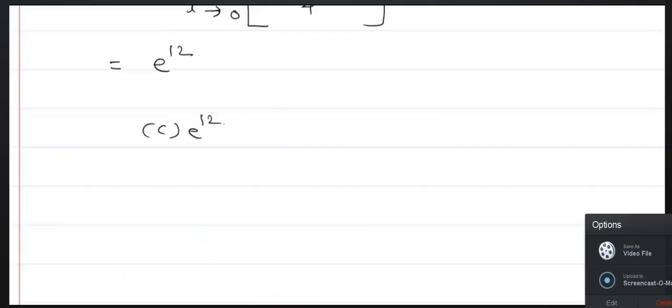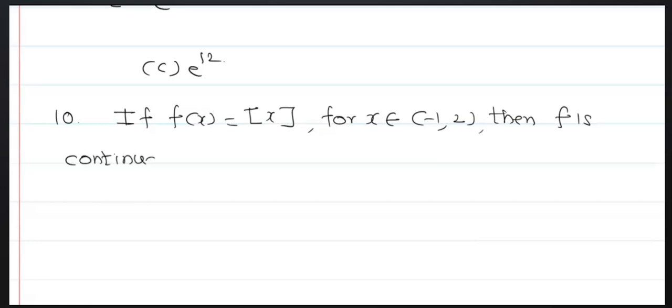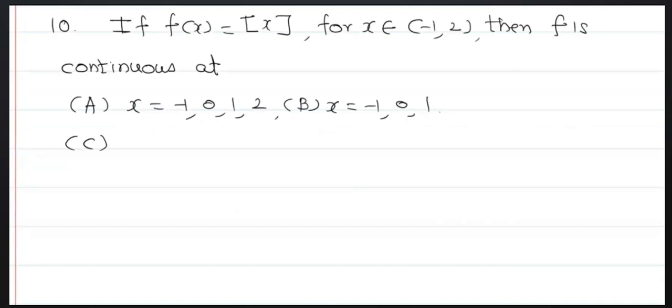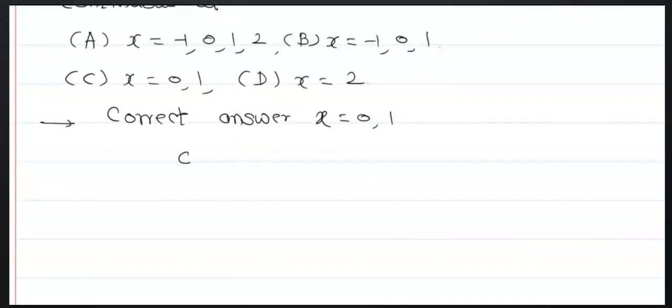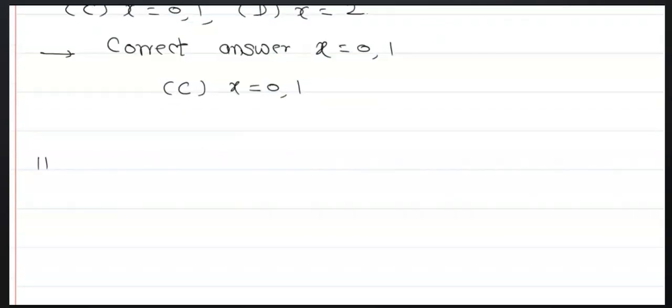Now, the next is: if f of x is equal to the greatest integer function, x belongs to minus 1 to 1, f is continuous at x is equal to, at which point the given function will be continuous. Here is the correct answer: x is equal to 0 and 1. The option C is the correct one.